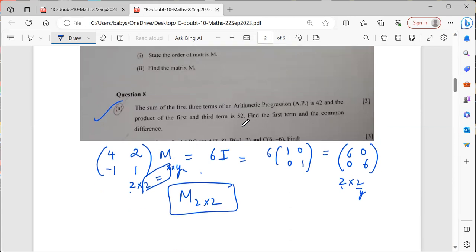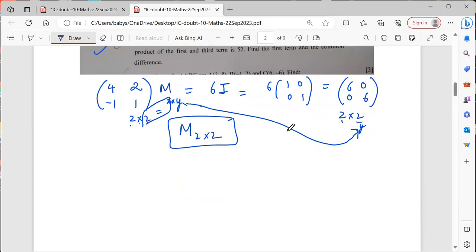So the first part is clear. What is the order of the matrix M? It's a 2 by 2 matrix, isn't it? Because this matrix is 2 by 2, the row should be 2, that we understood. And the resulting matrix, that is 6, 0, 0, 6, that is also 2 by 2. So this can only happen when this y is equal to this 2. I hope you are getting the logic here. So that is clear. Now the next thing is to find the matrix M.